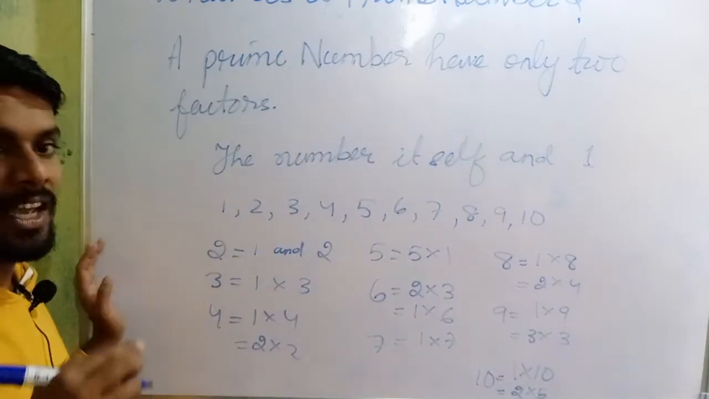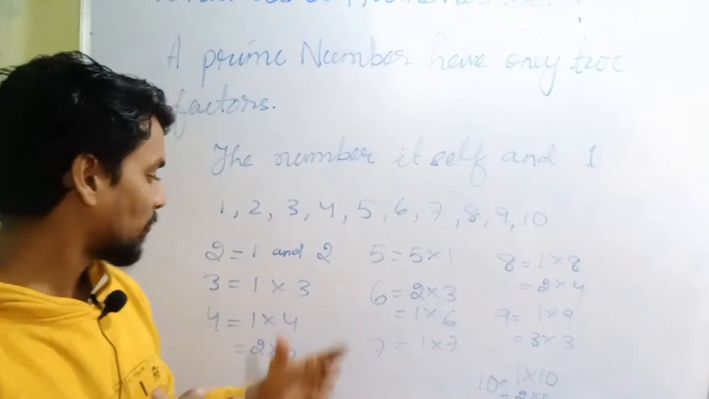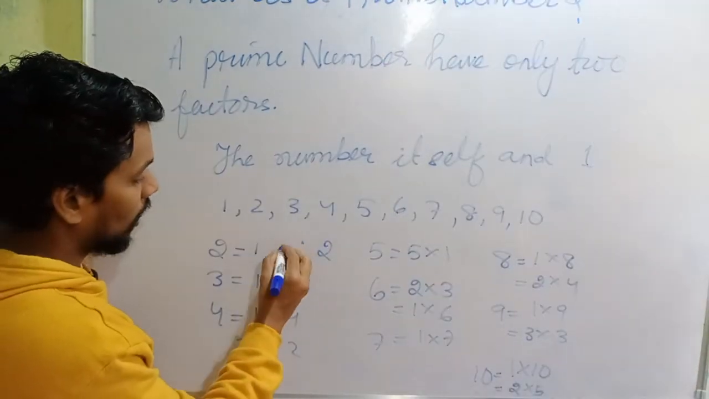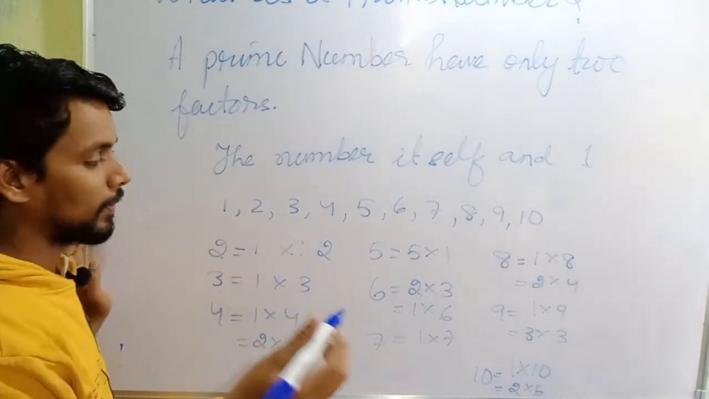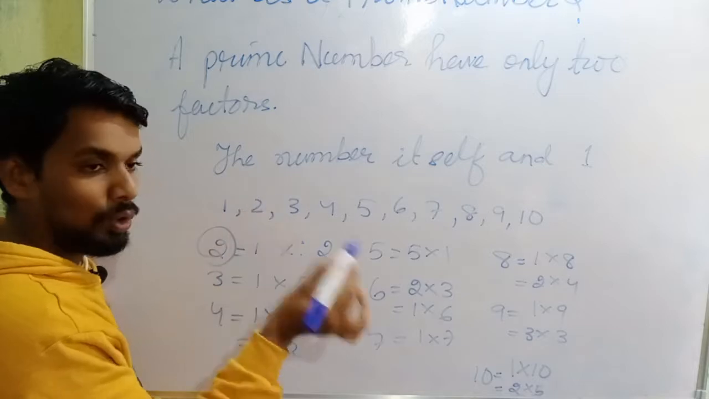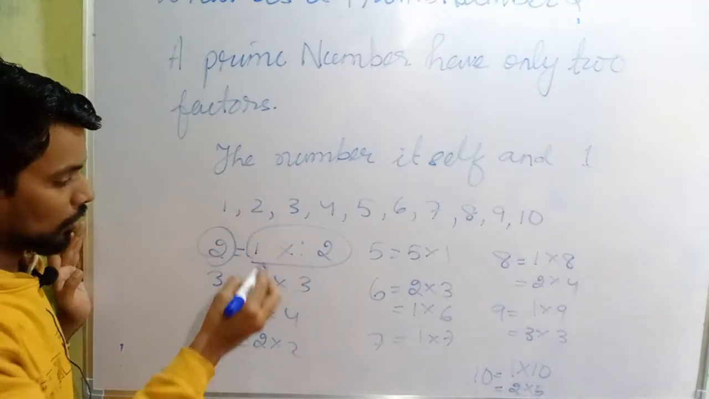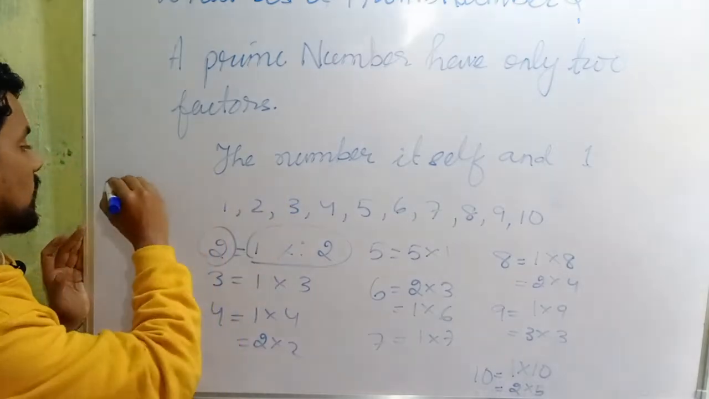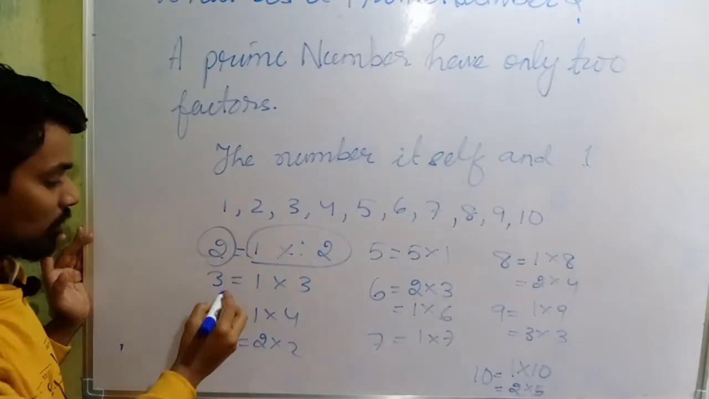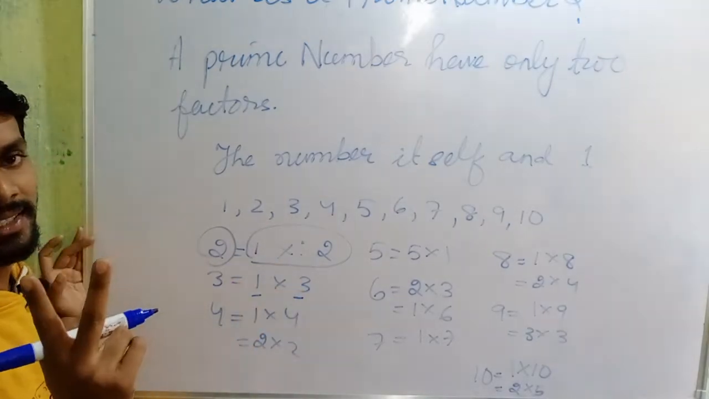Okay, as I have already discussed, what are the factors? So you can say these are the combinations. Look here, only one combination is possible. When I multiply 1 into 2, I'll get 2. So there is no other combination to get 2. So 1 and 2 are the two factors. So the factors of 2 are 1 and 2, which is only two factors. Now 3. Here only 1 and 3. So here also there are only two factors for 3.